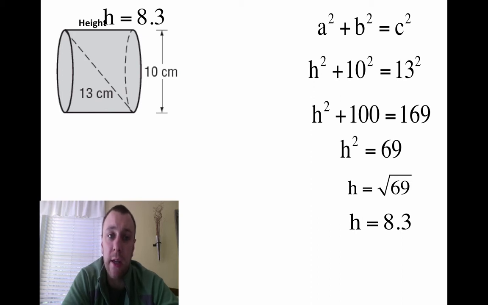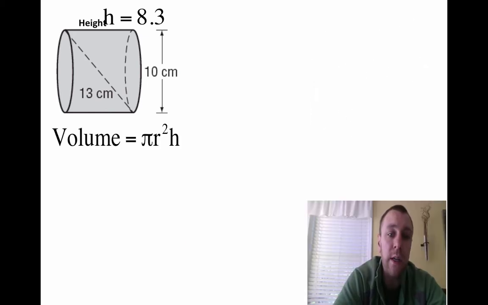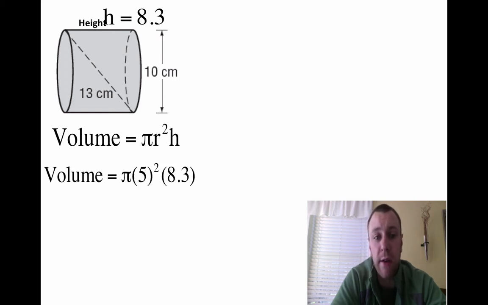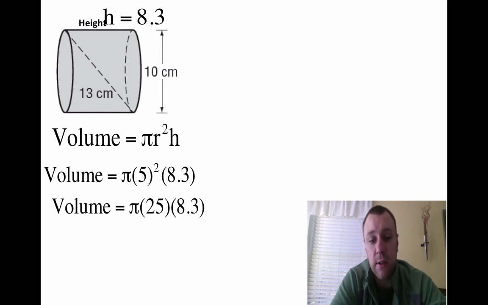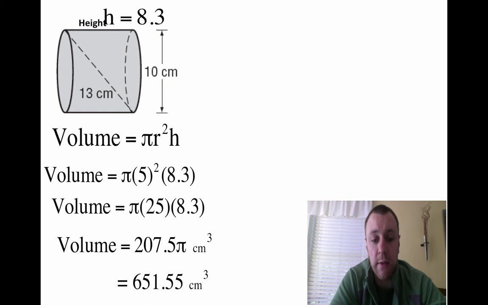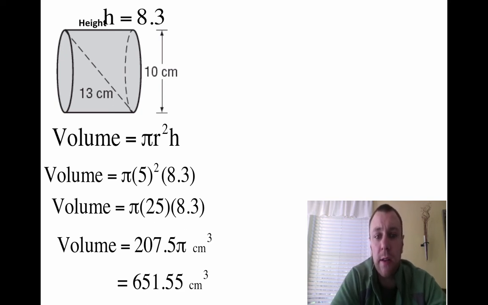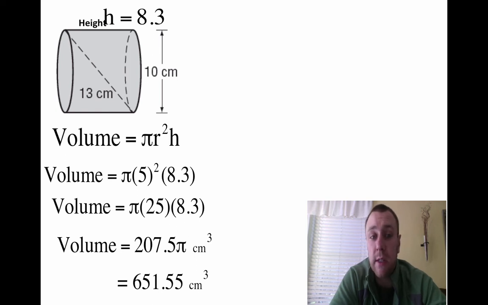So now I take all that information and I plug it into my formula. So I would do pi r squared h. My 10 is the diameter, so my radius is 5, and my height, which I just found, is 8.3. I would square the 5 first, and then I would multiply everything out, and I would get around 651.55 centimeters cubed. So that's how we would find the volume of any prism or any cylinder.